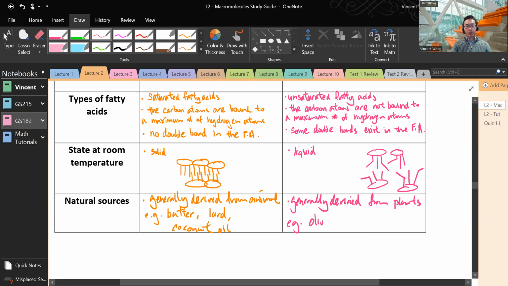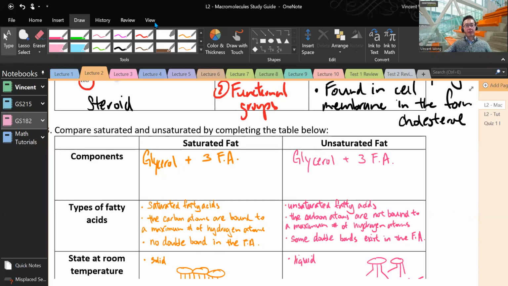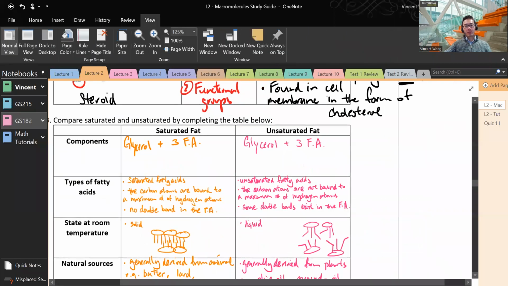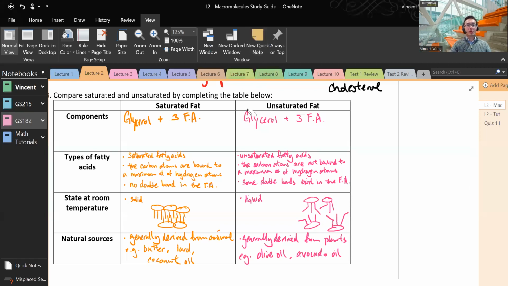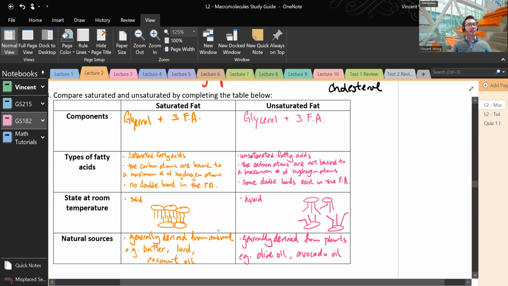Yep, olive oil, my avocado oil. Okay, so these are again derived from plants. Okay, very good. So which one is more healthy for you? If you have to pick one to eat, put on your toast, which one is better? Unsaturated. That's right. This is the healthier version, right?